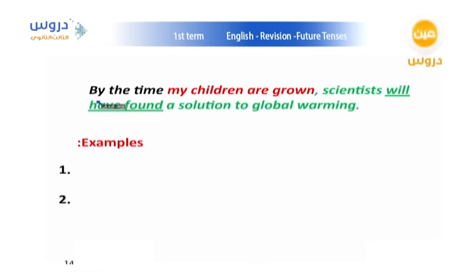Like for example, by the time my children are grown, we are talking about the future. Scientists will, this is the subject, will, the auxiliary, then the auxiliary have, and the past participle found, of the base verb find, found the solution to global warming.